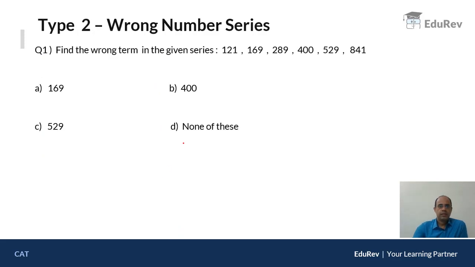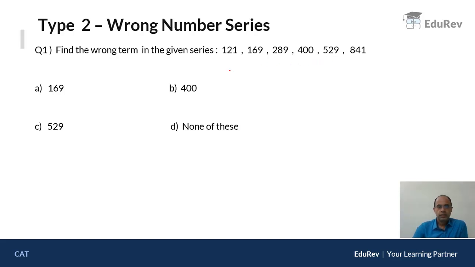Now, we are starting with type 2, wrong number series. A set of numbers is given to you. You need to find which number out of these is the wrong number. Now, the first question says this is given to you. You need to find which number is the wrong number.